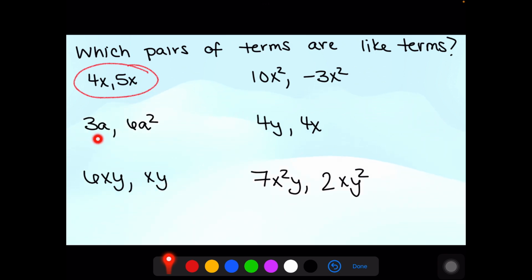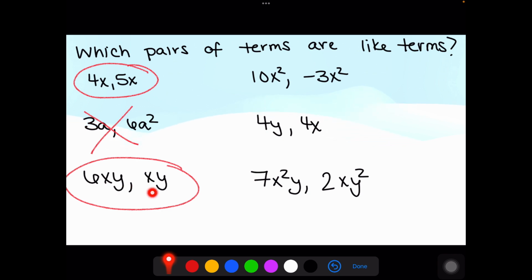If we look at the 3a and the 3a squared, are those like terms? No, they are not, because one of them has an a and one has an a squared. 6xy and xy, those are like terms because they both have the exact same variables. 10x squared, negative 3x squared, those are also like terms. Both have the exact same variables. 4y and 4x, those are not like terms, different variables.